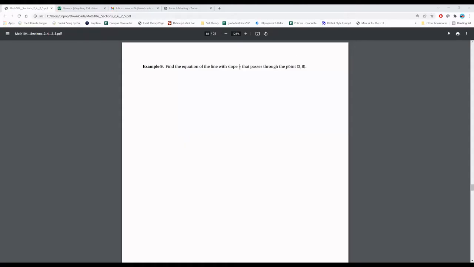All right, let's use the following example to see how to use the point-slope form of the equation of a line. Let's say we have a line. It has slope 1/2, and it passes through the point (3, 8). Let's find its equation, and we'll use y minus y1 is equal to m times x minus x1.